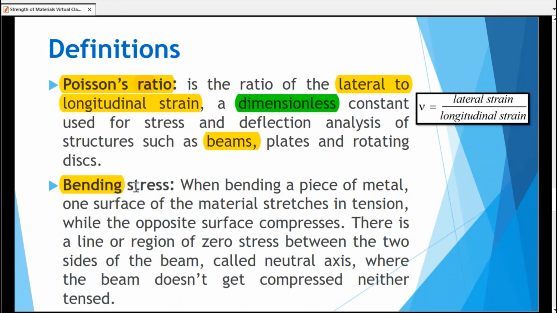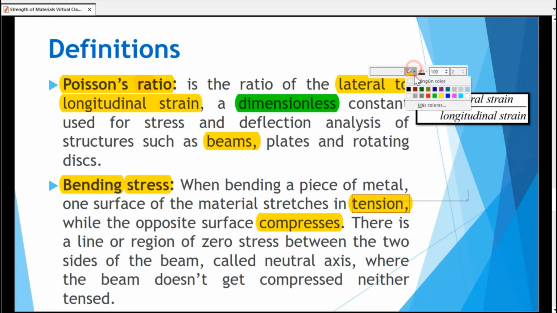And stress, as we already know from this class, is related to force and area, right? So let's speak about bending and stress. When bending a piece of metal, one surface of the material stretches in tension, while the opposite surface compresses. So we have tension and compression, right?